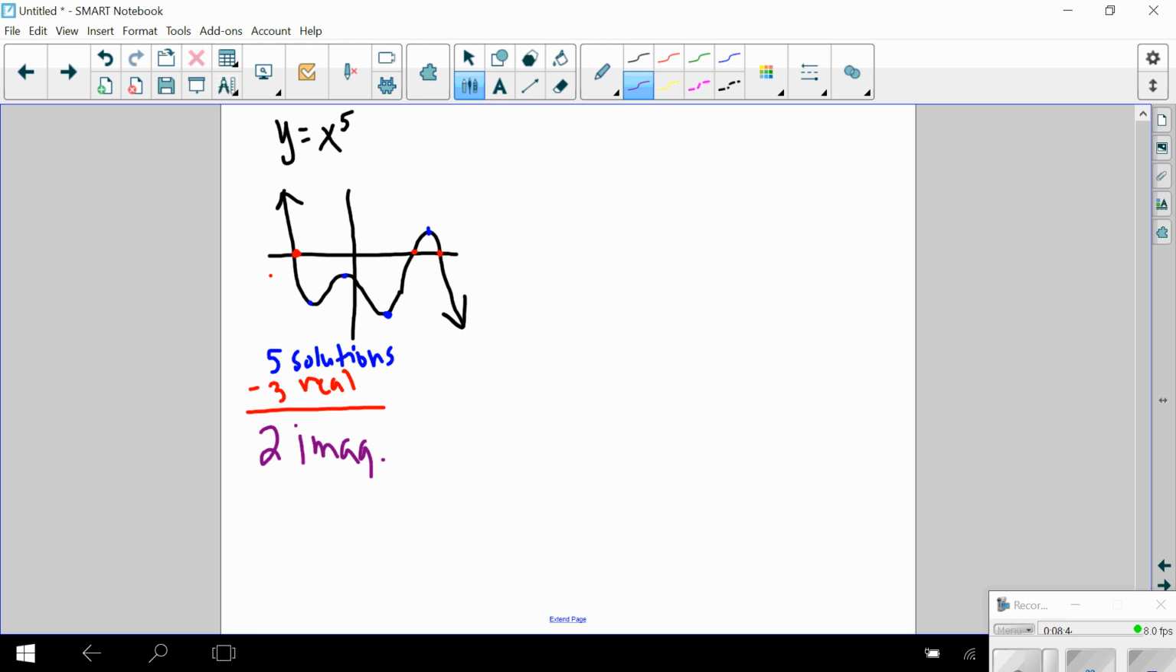Okay, do you see how that worked? I knew I had to have 5 solutions because my degree is 5. It touches your x-axis 3 times, so that means I have 3 real solutions. 5 minus 3 is 2, so that means I have 2 imaginary solutions. So, of those 5 solutions, 3 of them are real and 2 of them are imaginary. Let's look at another one.